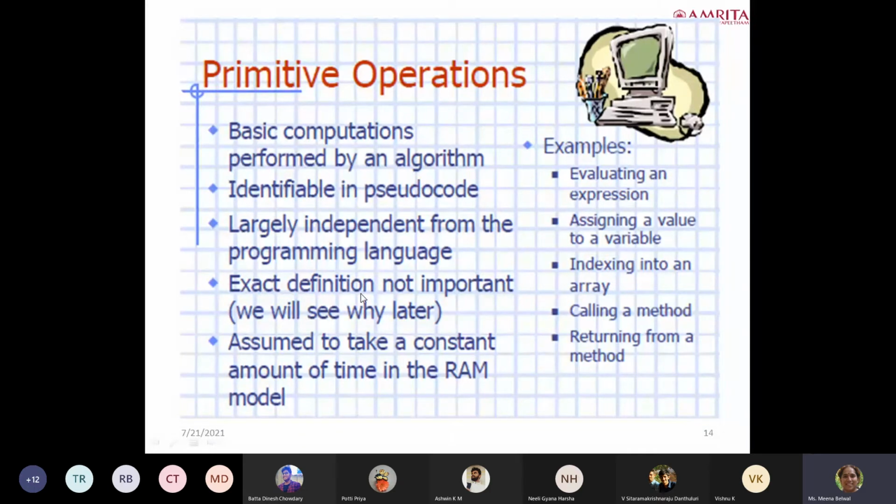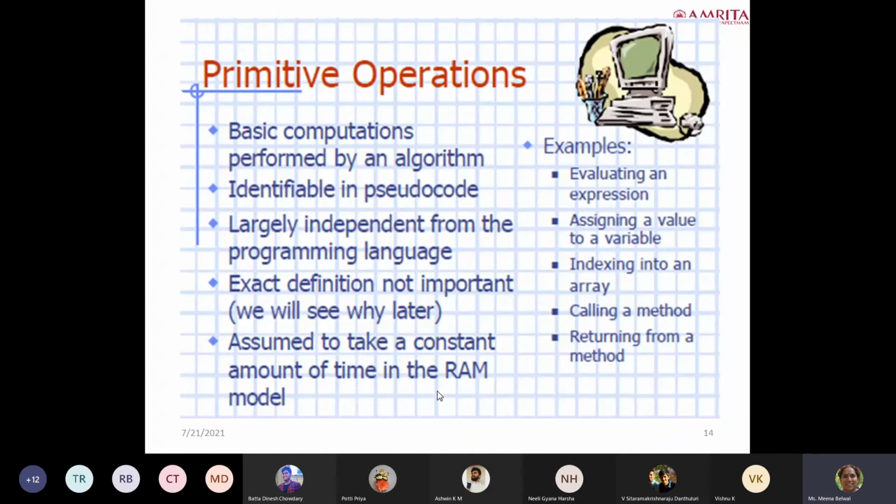You will realize that while doing algorithm analysis, the definition is not that important. What we assume is a constant amount of time in the RAM model. We have assumed the RAM model, and we assume that each primitive operation is going to take the same amount of time. We will not differentiate that assignment will take more time or comparison will take more time. We assume all primitive operations take the same amount of time.